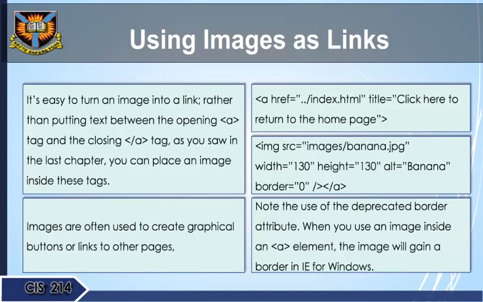a href equal to /index.html, title equal to click here to return to the home page, img src equal to images/banana.jpg, width equal to 130, height equal to 130, alt equal to banana, border equal to 0, slash angle bracket closed, angle bracket open /a angle bracket closed. Note the use of the deprecated border attribute. When you use an image inside an A element, the image will gain a border in IE for Windows.